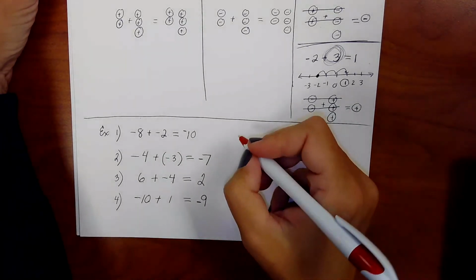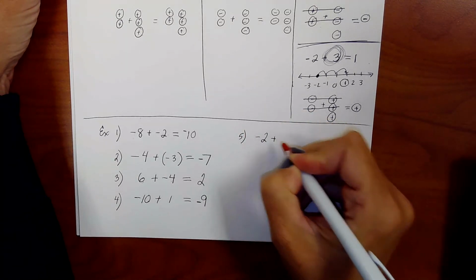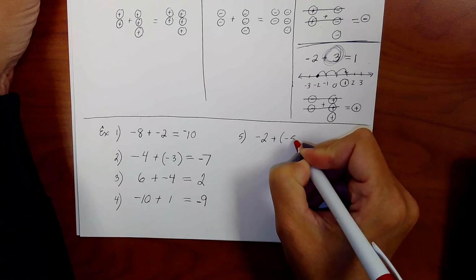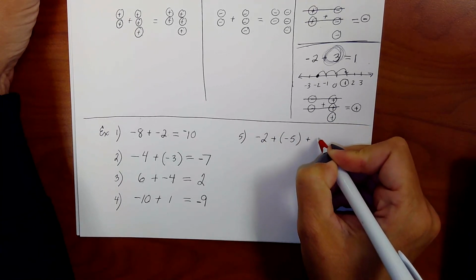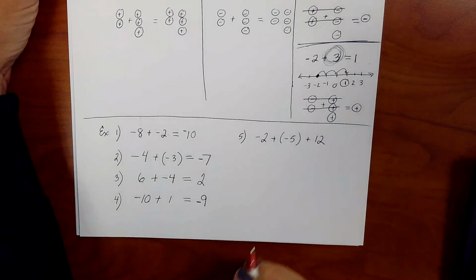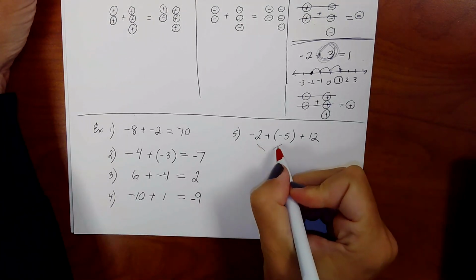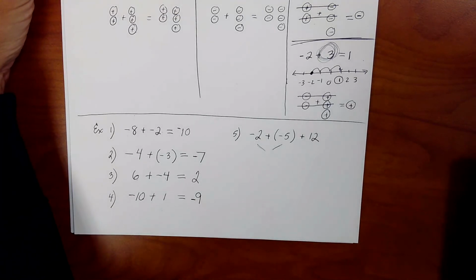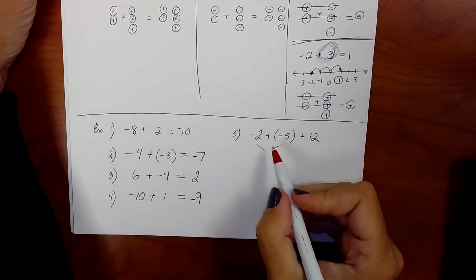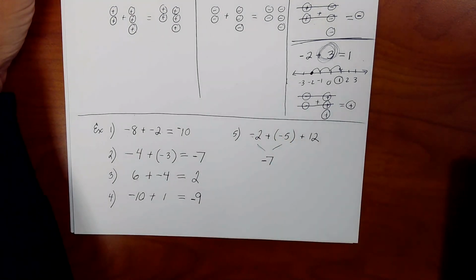Okay? Now what if I gave you 3 numbers in a row? Negative 2 plus negative 5 plus, I don't know, 12. Okay, some of your homework looks like this. Work from left to right. So do the first 2 numbers together first. Ask yourself the same thing. Are the signs the same? Yes, they are. They're both negative. So add them up and keep the sign.